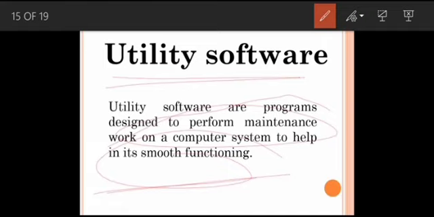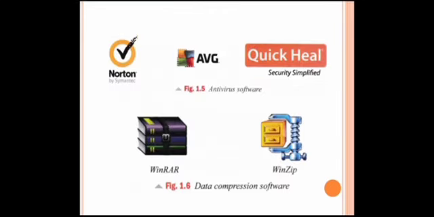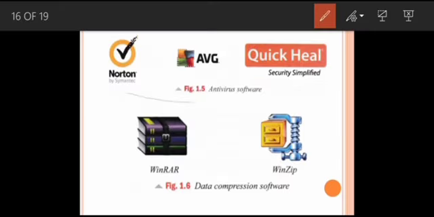Another example of utility software is antivirus software. Now, what is antivirus software? As you all know, a virus is a computer program that can disrupt the normal functioning of a computer system, and it can even slow down the working of the computer and lead to a system crash. In order to remove such dangerous programs, we use antivirus software. An antivirus software first scans your computer for viruses and then removes them. A few common examples are Norton, AVG and Quick Heal.